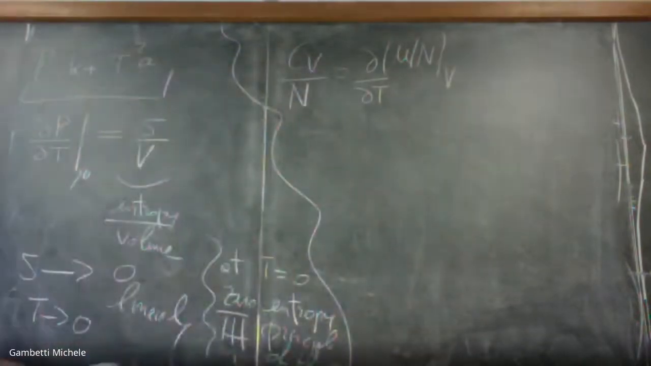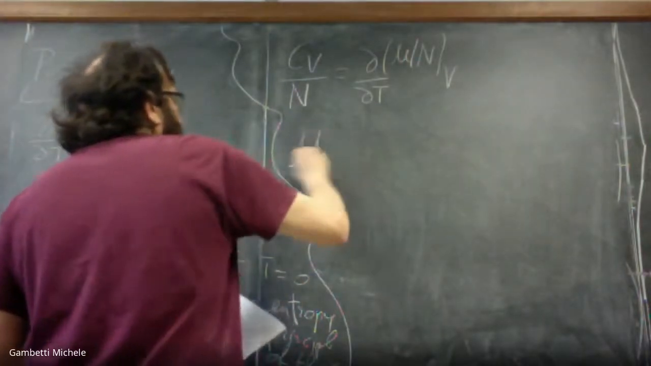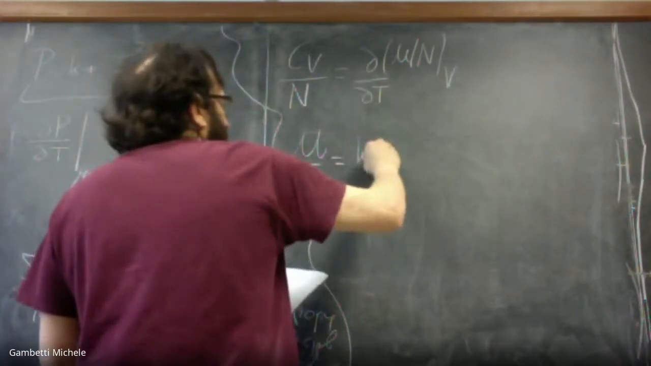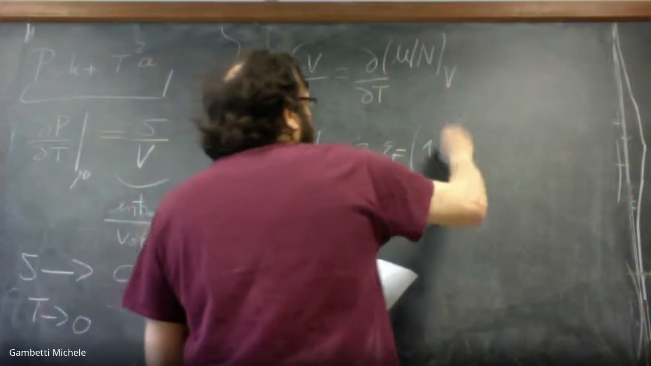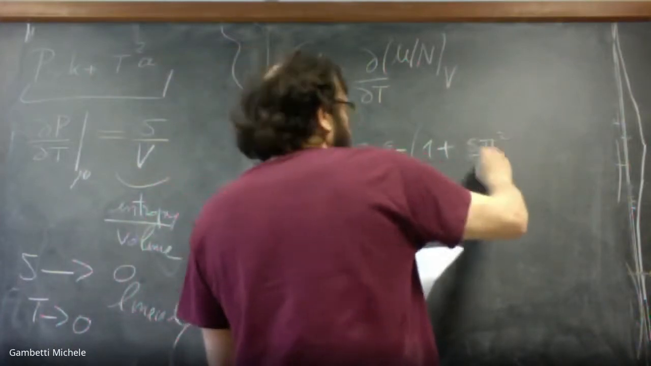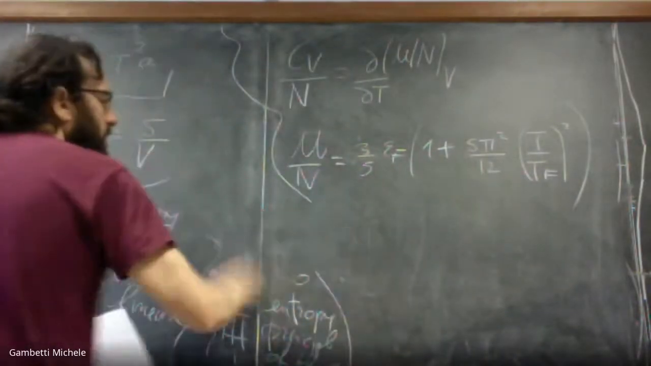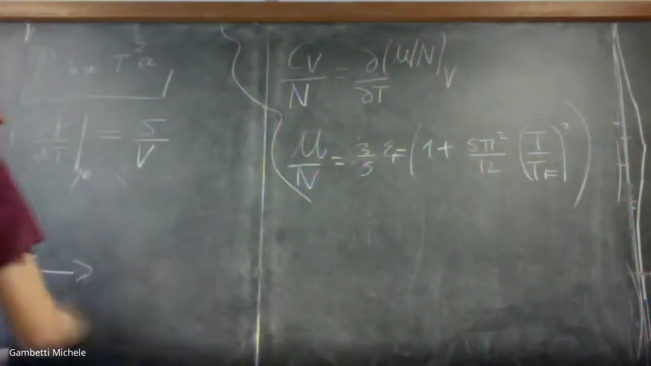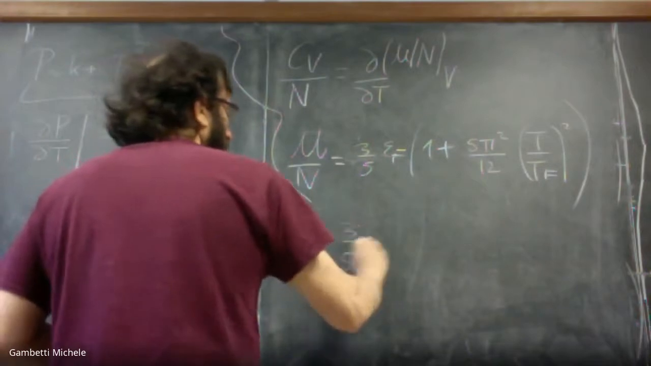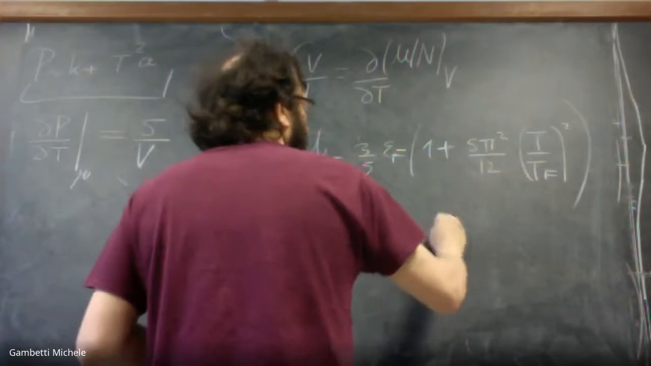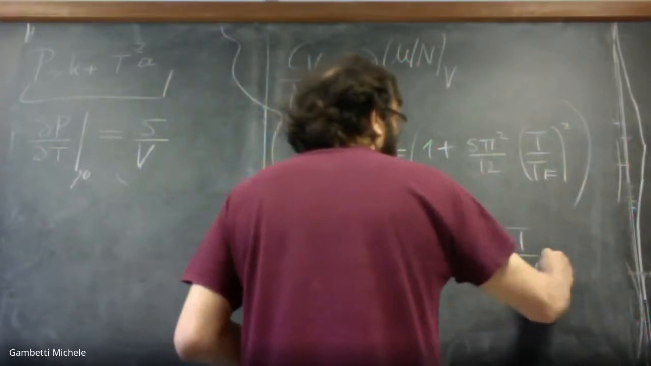Now this is done at fixed volume, the heat capacity at fixed volume. Considering the expression that we wrote before for the energy per particle, let me write it again. This was a constant. Now let me write the numbers, because I need them. So we have 1 plus 5 pi squared divided by 12 times T over TF squared. Now, if I take the derivative with respect to temperature of this quantity, what do I get? I get that Cv divided by N is equal to 3 EF, then a 5 pi squared divided by 12, then a 2, and then T divided by TF squared.